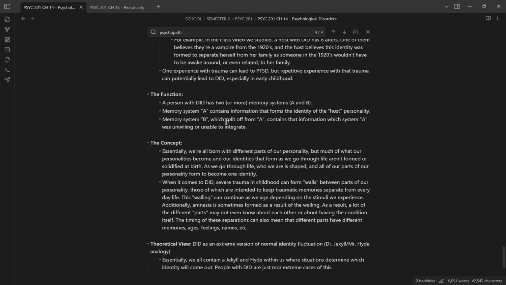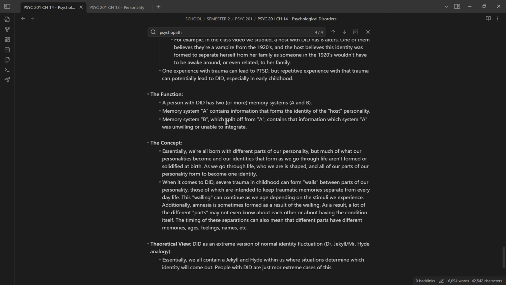Additionally, amnesia is sometimes formed as a result of the walling itself. As a result, a lot of different parts may not even know about each other or have the condition itself. They might not know that they have the condition. Right? The timing of these separations can also mean that different parts have different memories, different ages, different feelings, different names, whatever it may be.